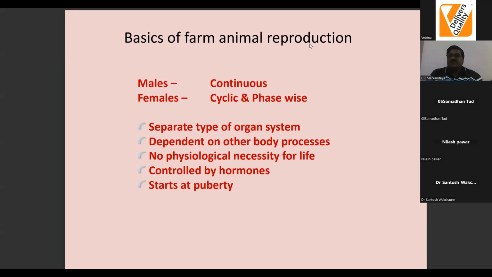This is the only system having ovaries, fallopian tubes, uterus, cervix, everything. These organs cannot work on their own accord.